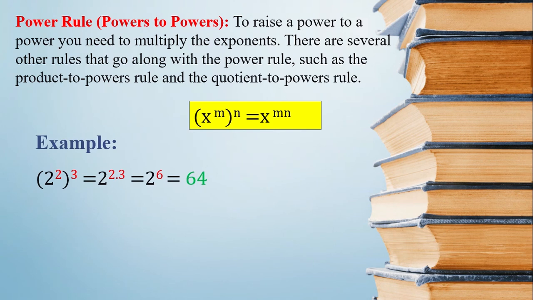Example, 2 raised to 2, open and close parenthesis, raised to 3. So, copy lang yung base, imo-multiply natin yung exponent. 2 times 3, that becomes 2 raised to 6. 2 raised to 6, meaning ay 2 times 2 times 2 times 2 times 2 times 2. Imo-multiply natin ng 2 sa kanyang sarili ng 6 na beses.